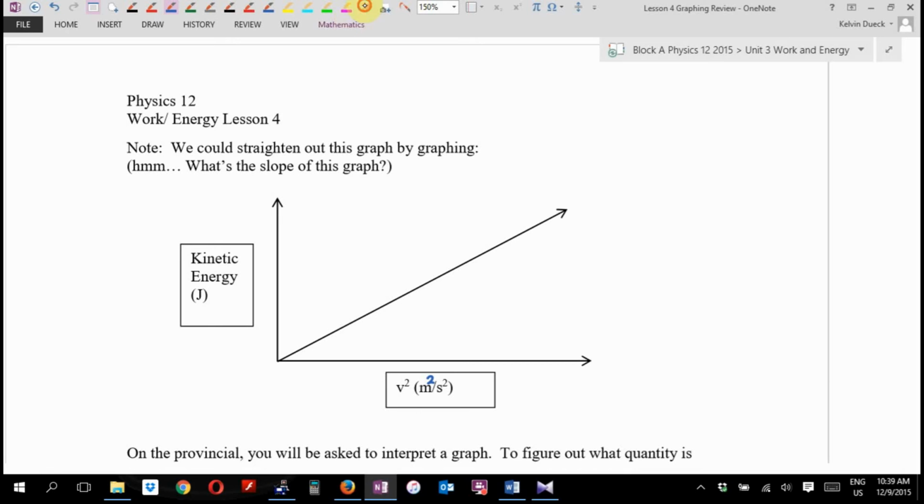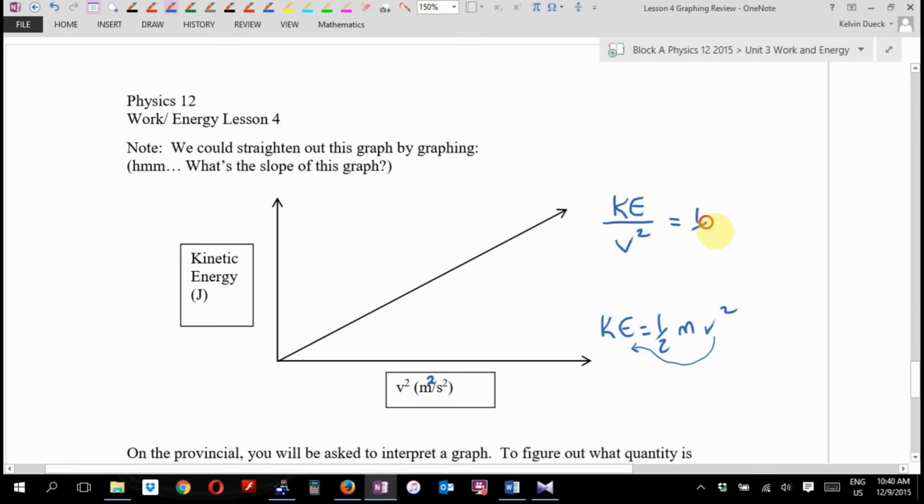Oh, and then I said, what's the slope of this graph? Well, the units would be joules per meters squared per second squared. I don't know what that is. Oh, let's try dividing the variables, because slope says divide. The variable would be KE over v squared. Yes? Do I have an equation that has kinetic energy and v squared in it? What is the equation that has kinetic energy and v squared in it? KE equals, if you moved the v squared to the bottom, Tyler, what would be left behind on the right-hand side? The slope of this graph is half the mass.